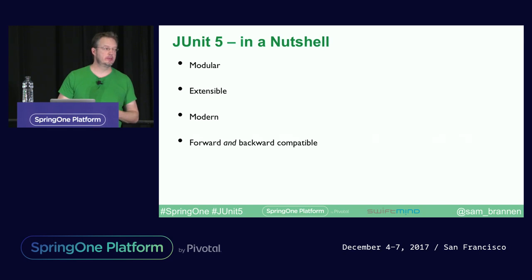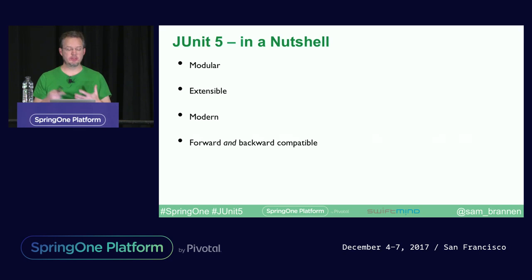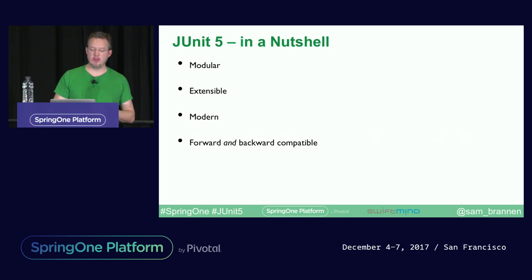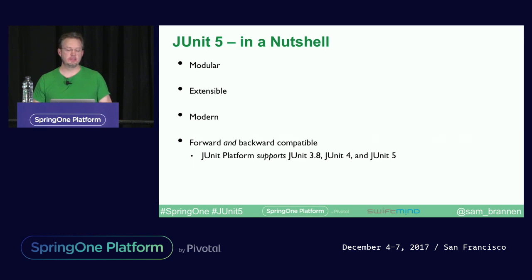And another key point that we want to keep in mind is we want to make sure it's both forward and backward compatible at the same time. What I mean by that is, basically, the JUnit Platform, which we'll talk about in a minute, supports JUnit 3, 4, and 5 all at the same time. So you can run all those tests and have them all reported together.